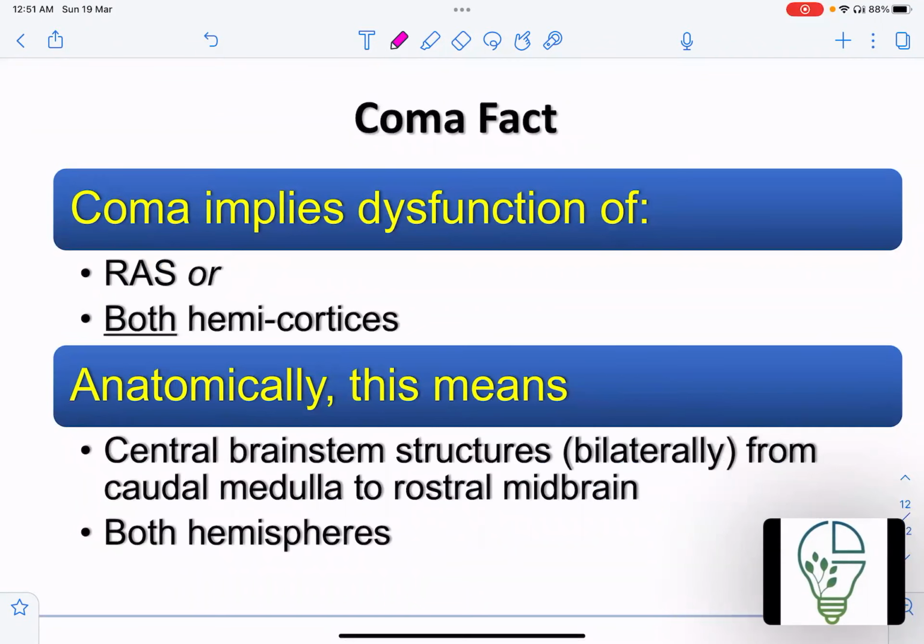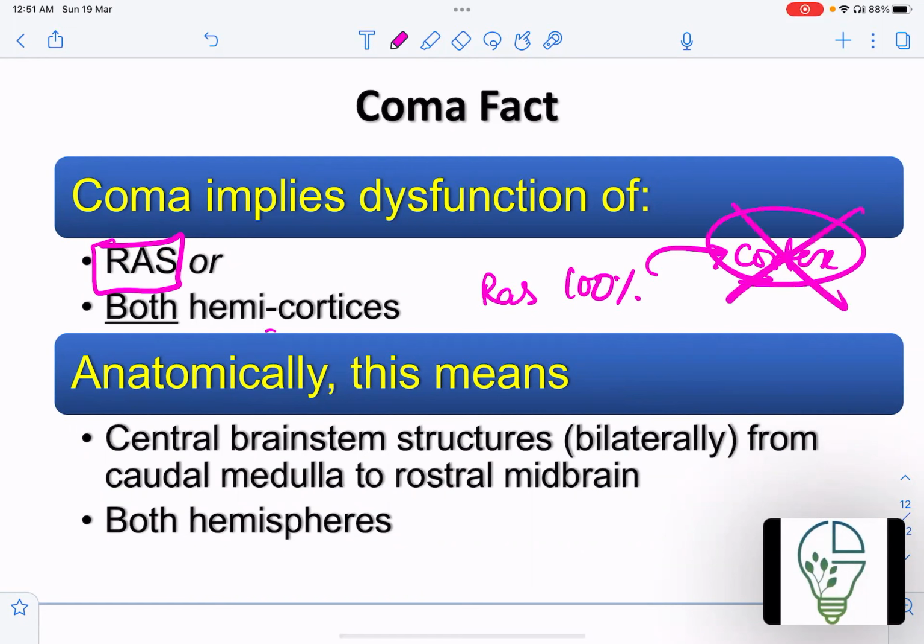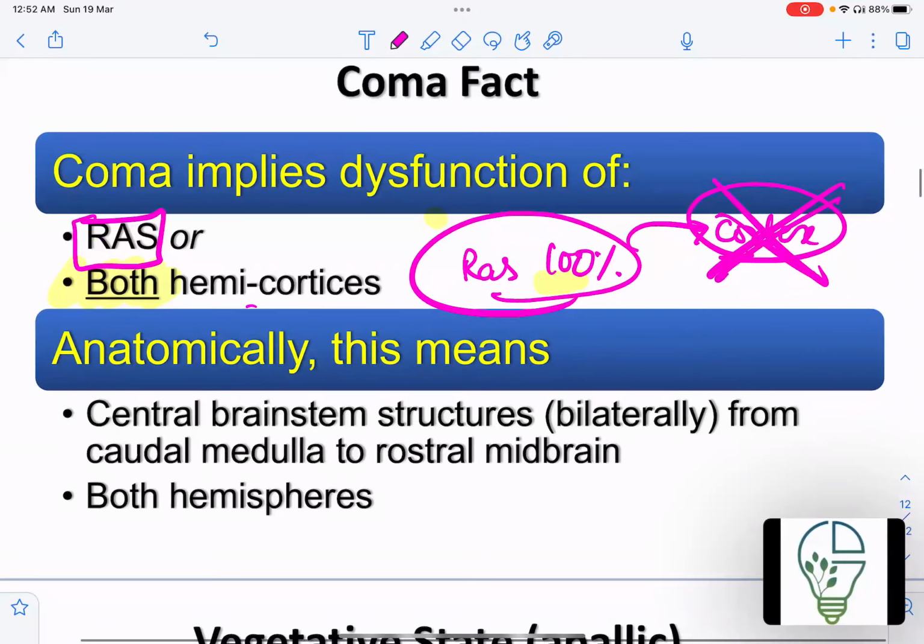Now, coma can either mean that their RAS is dysfunctional or the cortices. Why? Because even if the RAS is 100%, where does it project to? It projects to the cortex and the thalamus, right? Through the thalamus. So if the cortex is not working, even if the RAS is 100%, there's no use. That's why we mentioned specifically both hemicortices. Because even if one side of the cortex is working, then the RAS will project towards that one side. But if both are not working, then khalas, even if this is 100%, there's no real use of our cortex, right?